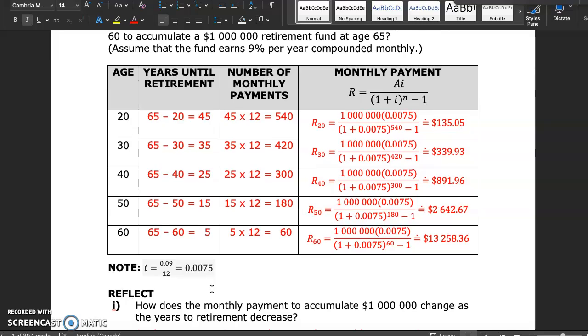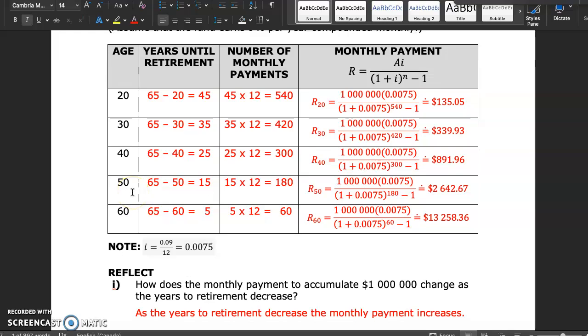So there are some questions we're going to address. How does the monthly payment to accumulate $1 million change as the years to retirement decrease? So we can see that as the years to retirement decrease, the monthly payment increases. So if you're running out of time to make a retirement fund of $1 million, you're going to need to make very large deposits, and this might be unmanageable for some people at a monthly rate.